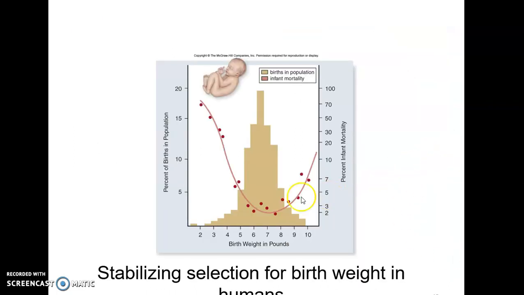Right, so birth weight tends to hover around 7 pounds or so. Smaller and larger babies have a lower survival rate. Now, more recently with medical intervention, smaller and larger babies have a much higher likelihood of survival. So this pattern can disappear.